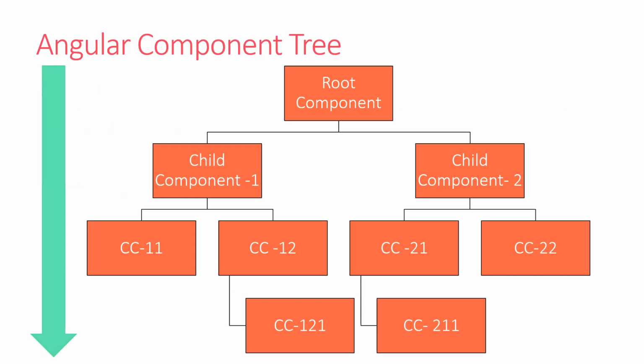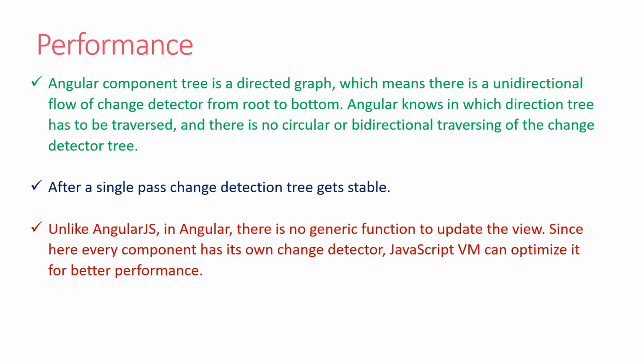It looks like the performance should be that bad, but it is not bad. Why? Due to some design principle, and that is on the next slide. I'm going to read it out for you and then we'll discuss it. The Angular component tree is a directed graph. What does it mean? It means it always goes from top to the bottom. It never happens that it is randomly running change detector of child one and then child two and then going to the root component. No, that never happens. So it is always a directed graph, which means Angular knows that after the root component only I need to go to the child one component.